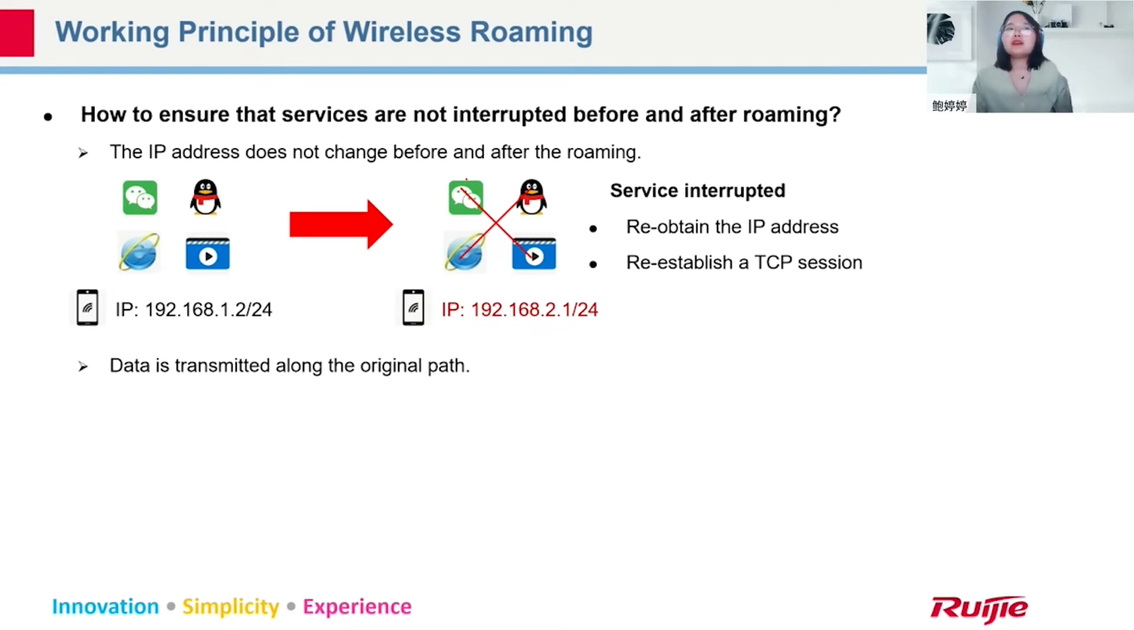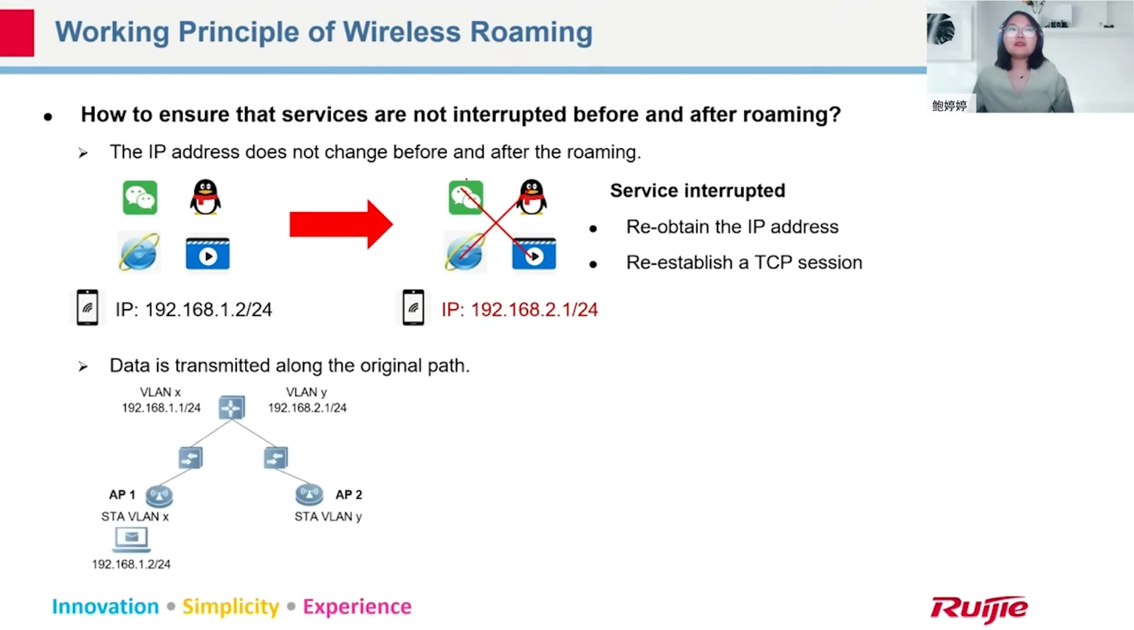The second one, we hope the data is transmitted along the original path. Let's see the process. If we have AP1 and AP2, and station 1: about AP1, the station VLAN is VLAN X. And about AP2, the station VLAN is VLAN Y. The VLAN X segment is 192.168.1.0, but the VLAN Y segment is 192.168.2.0.